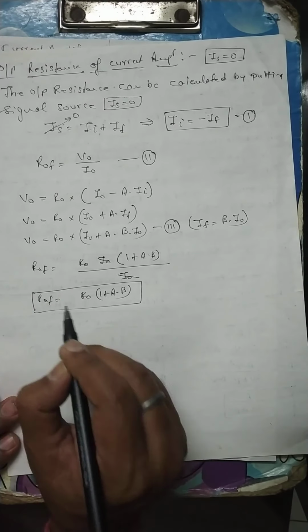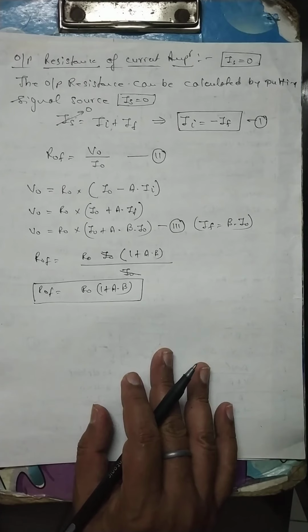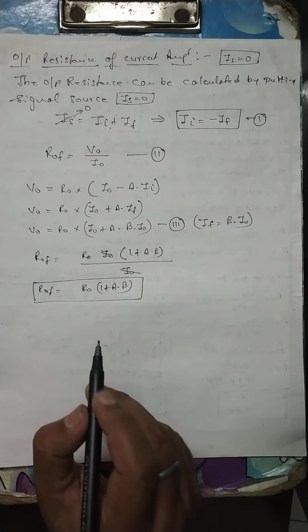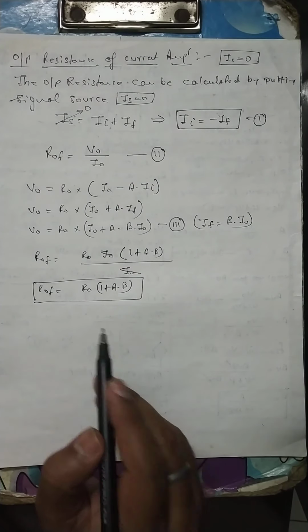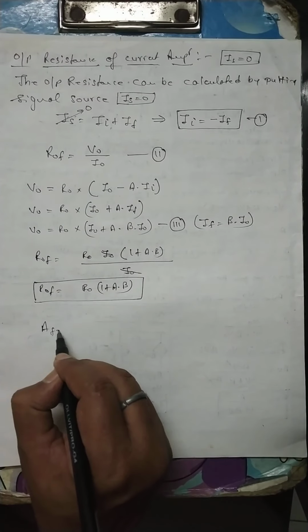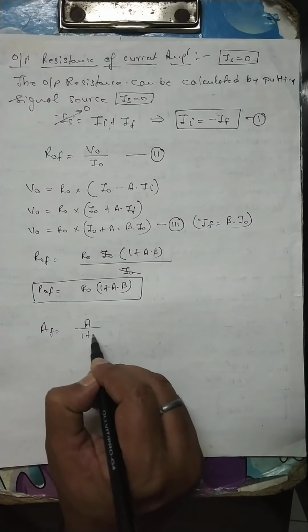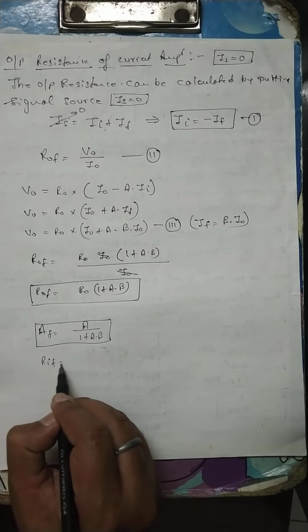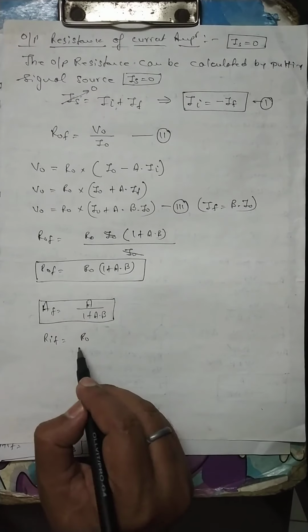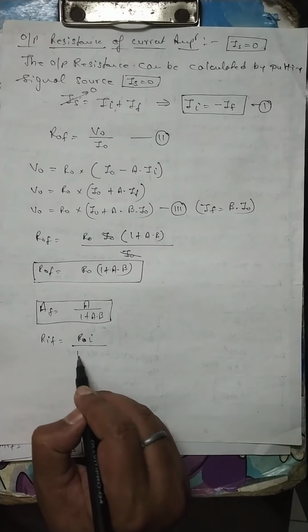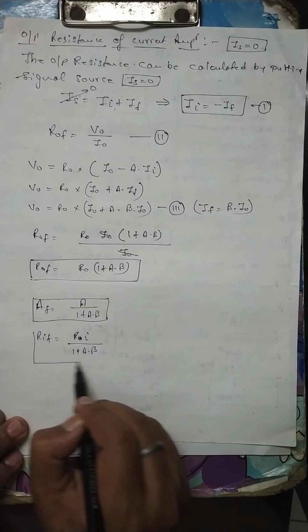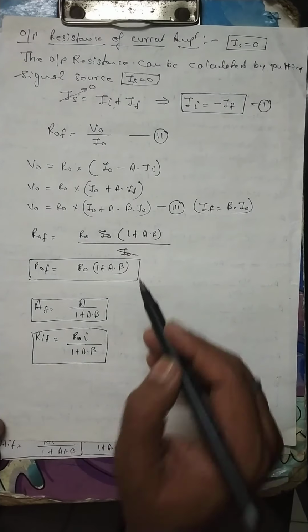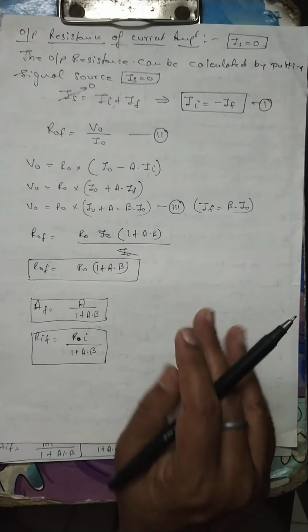So from the derivation, it is evident that the input resistance is decreased by a factor of 1 plus A beta, whereas the output resistance is increased by a factor of 1 plus A beta, and the feedback gain AF is also reduced by a factor of 1 plus A beta. RIF is equal to RI upon 1 plus A into beta. So you can see that AF and RIF are reduced, whereas the output resistance is increased by a factor of 1 plus A beta.